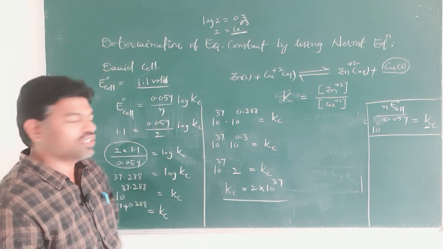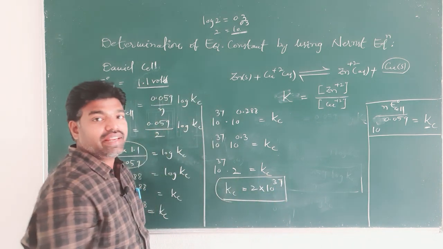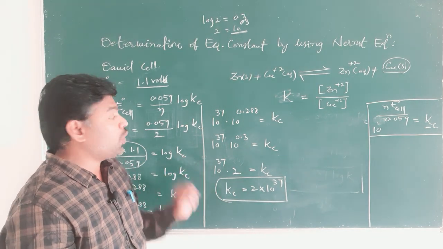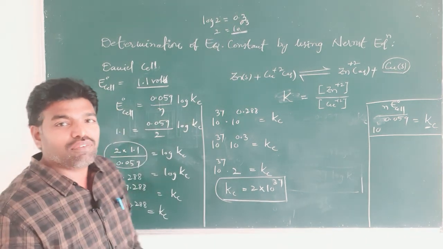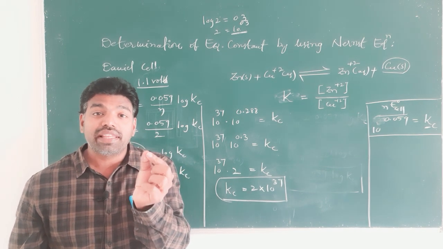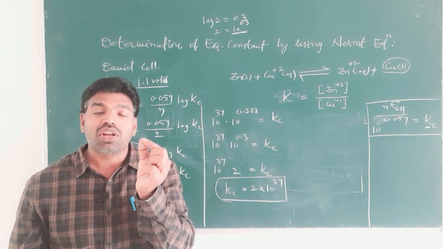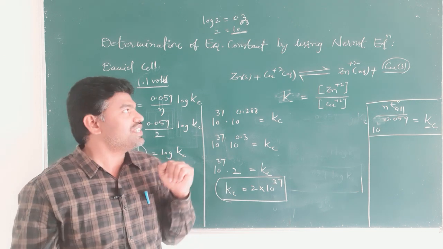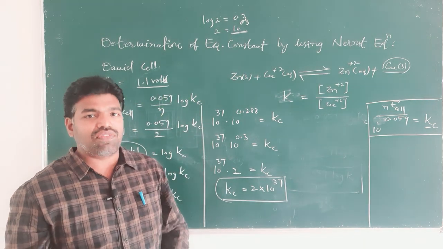So, we can calculate the equilibrium constant for any cell reaction, provided we know the E naught cell value. Therefore, let me conclude this point: we can calculate the equilibrium constant provided E naught cell is known, right. So, this is all about determination of equilibrium constant by using the Nernst equation.